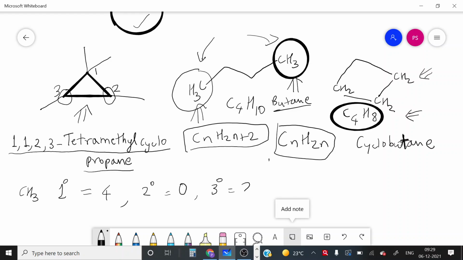Okay, so there are two tertiary carbons because the second carbon is directly attached to three other carbon atoms: the first, this second and this third. Similarly, the third carbon is a tertiary carbon. Okay, so total tertiary carbons are 2.